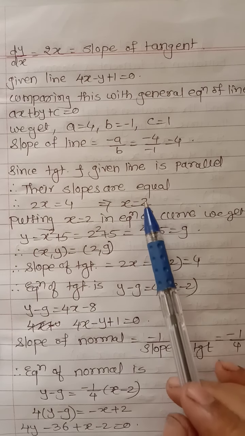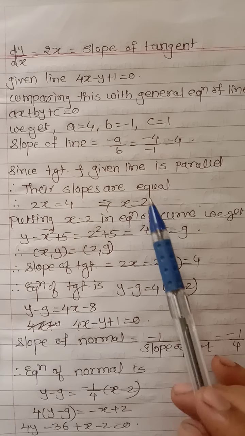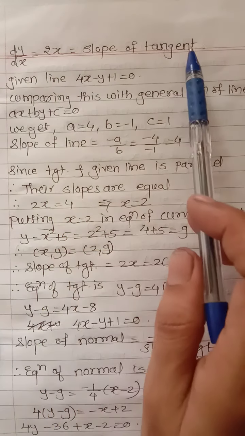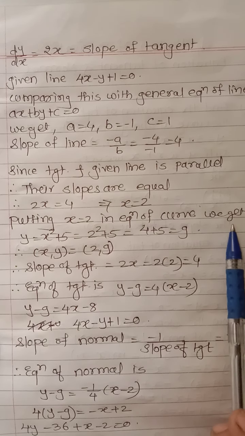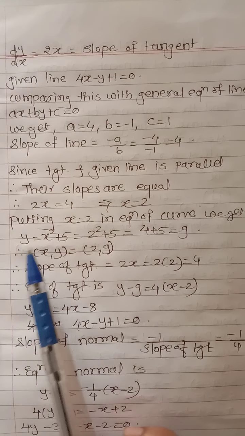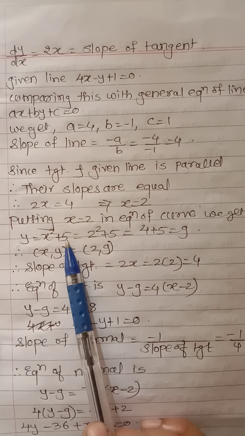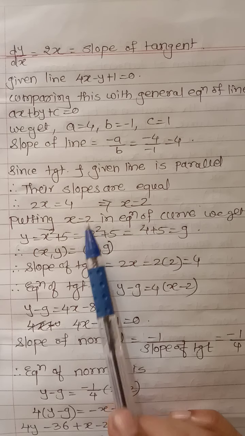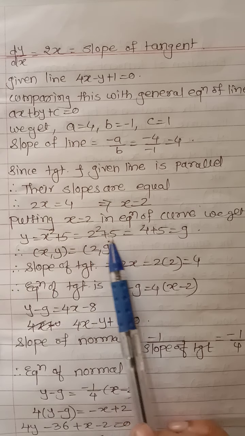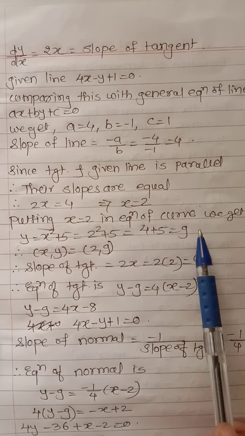Okay, now you put that value 2 here. This is your slope of tangent. So putting x is equal to 2 in the equation of the curve, we get y is equal to x square plus 5, which is your equation of the curve. So we put 2 instead of x: 2 square plus 5, 4 plus 5 is equal to 9.